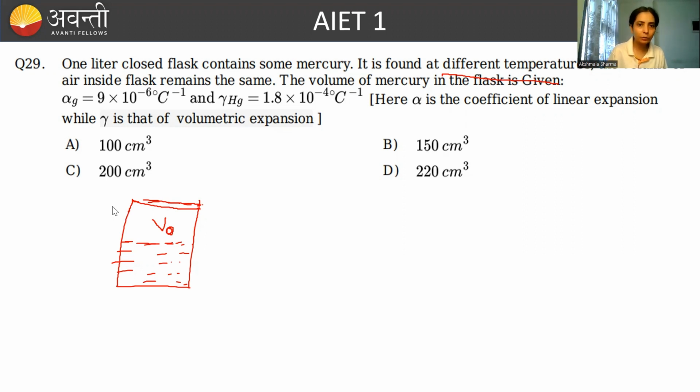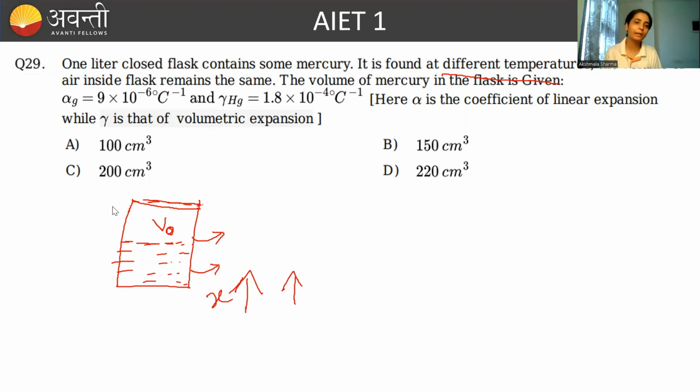Done. Then we have to tell the volume of mercury in the flask. Then how will it remain constant? The volume of air. So with temperature, what will happen? The volume of the flask will change. This flask volume will change and the volume of mercury will change. Done. So suppose the volume of mercury is increasing by X, and the flask volume is also increasing by X. Then what will happen? Whatever increase in volume of mercury is happening, that mercury will get contained in the portion of increased volume of the flask.